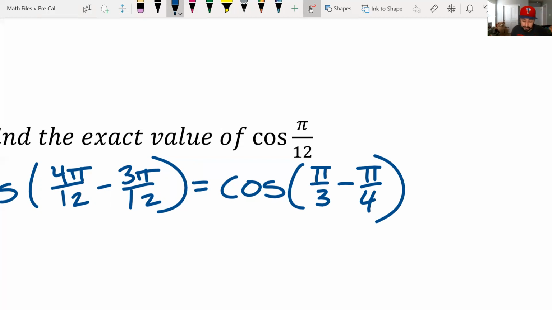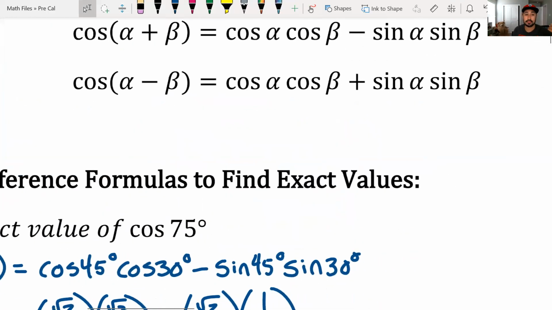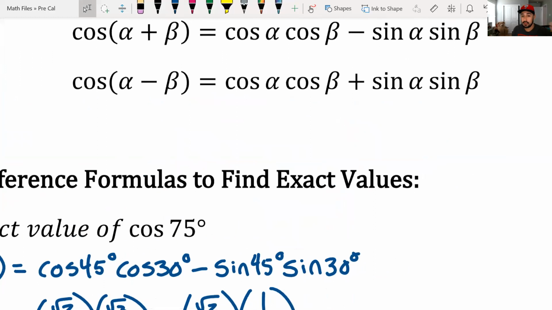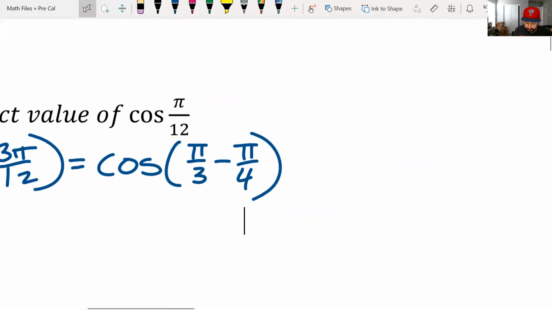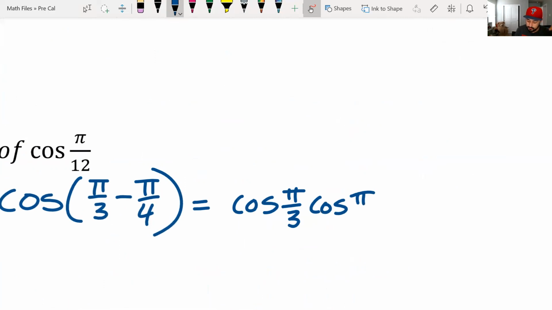So now we use the difference formula for cosine, which is right above: cosine alpha minus beta, cosine alpha, cosine beta, plus sine alpha, sine beta. So we use that, meaning that this will expand to cosine of pi over 3 times the cosine of pi over 4 plus the sine of pi over 3 times the sine of pi over 4.